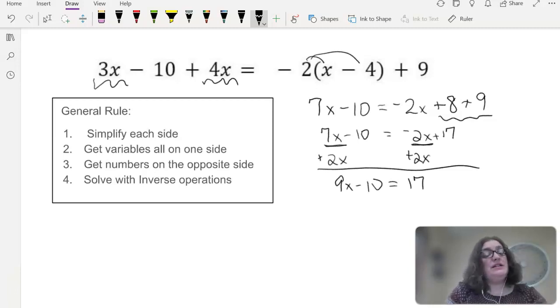All right, now I'm ready to move on to step 3, get the numbers on the opposite side. And so since I have all the x's on the left side, I'm going to work on removing all of the numbers. So since it's minus 10, inverse operations would say I need to add 10 to each side.